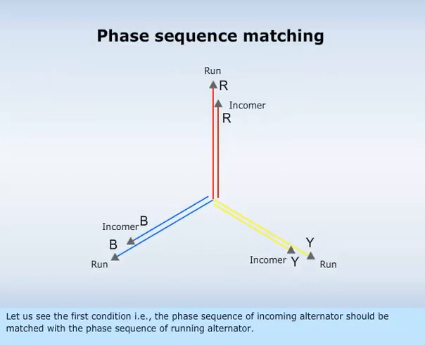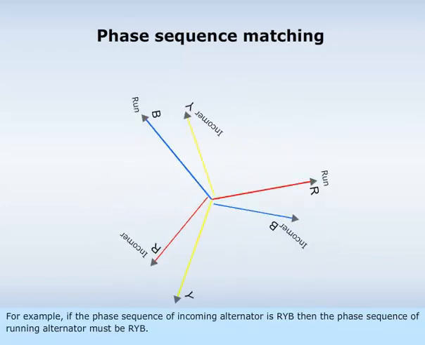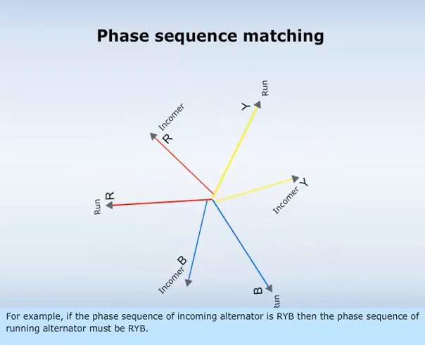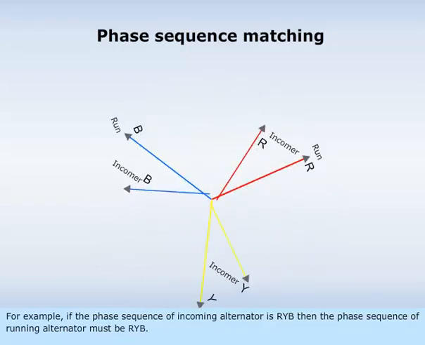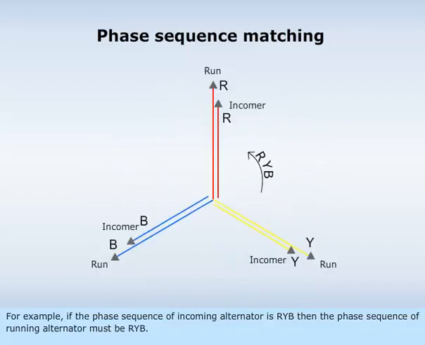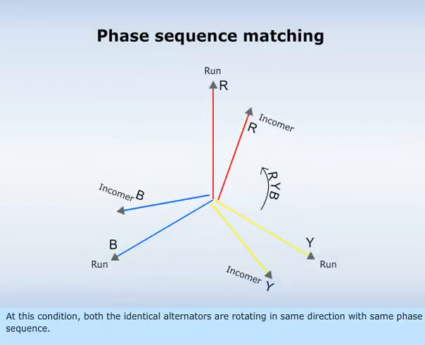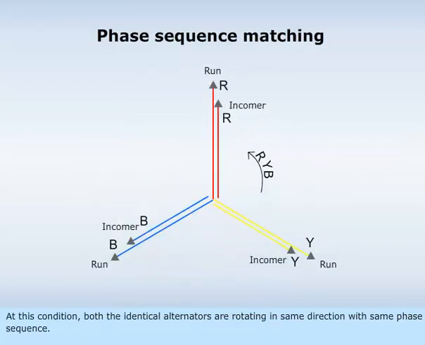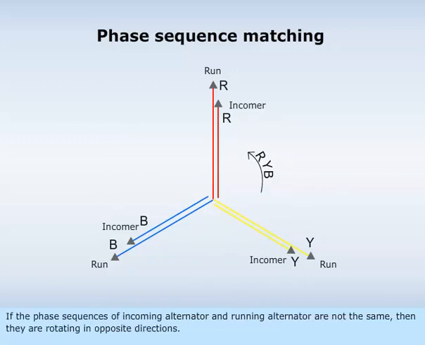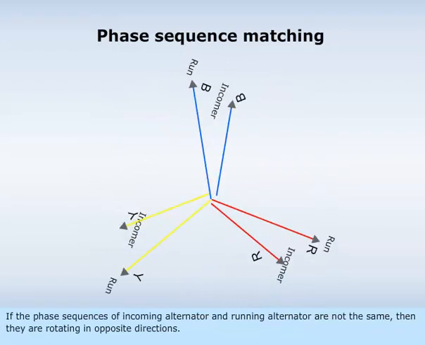Let us see the first condition, that is, the phase sequence of incoming alternator should be matched with the phase sequence of running alternator. For example, if the phase sequence of incoming alternator is RYB, then the phase sequence of running alternator must be RYB. At this condition, both the identical alternators are rotating in same direction with same phase sequence. If the phase sequences of incoming alternator and running alternator are not the same, then they are rotating in opposite directions.